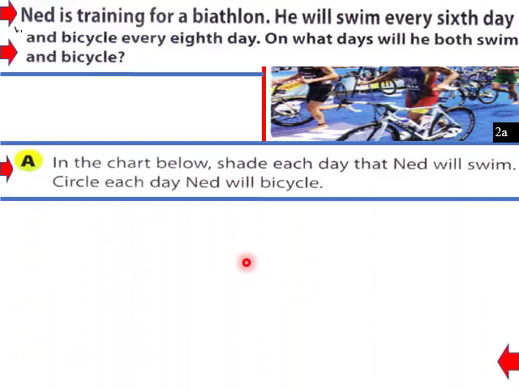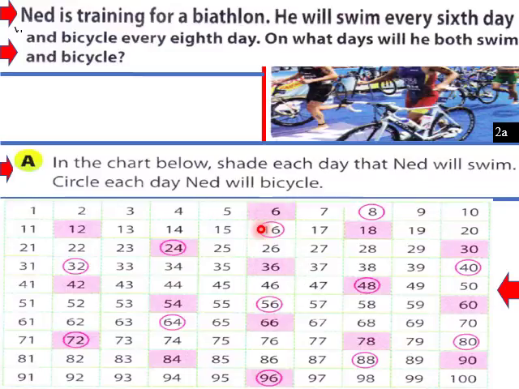Their chart should look something like this. So day 6 would be a swim day, and day 8 would be a bicycle day. You have 100 days on this chart, and this is what their chart should look like. Where they both coincide, where it's shaded in and circled, that would be an LCM. So it looks like 24 is the first common multiple, and then we have 48, then 72 as a common multiple, and then 96. The LCM looks like it would be 24.